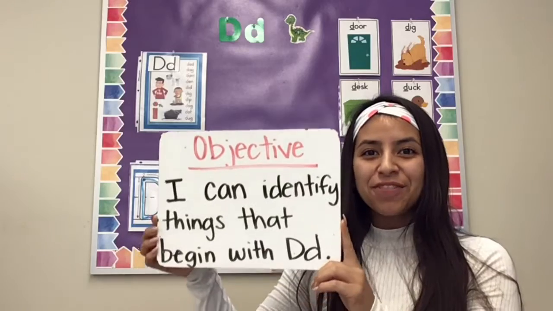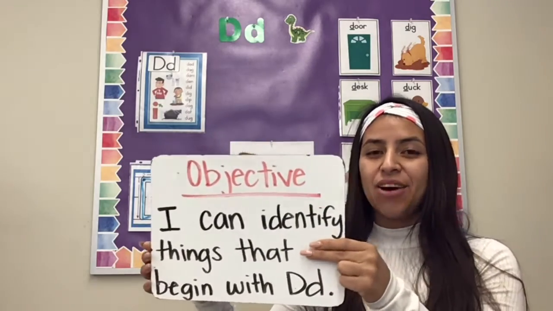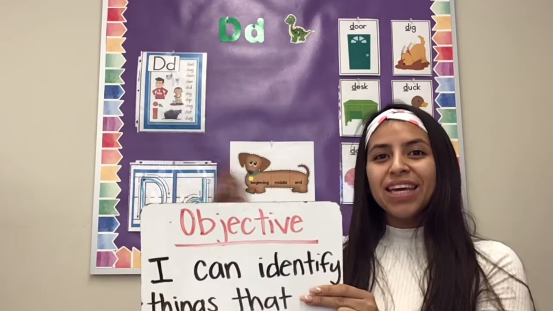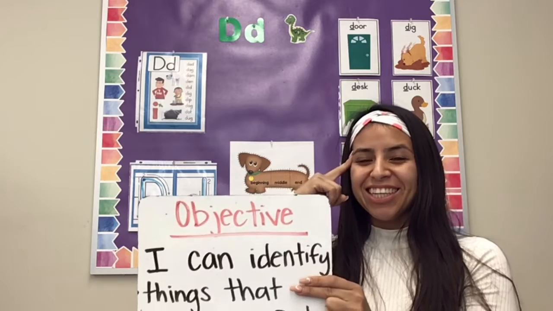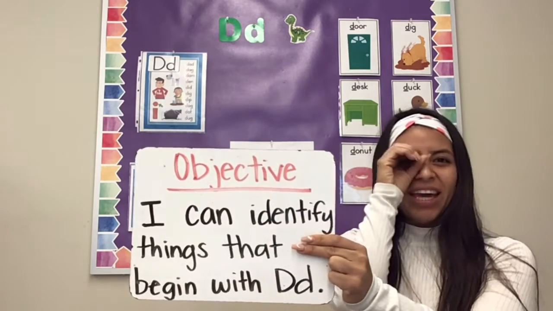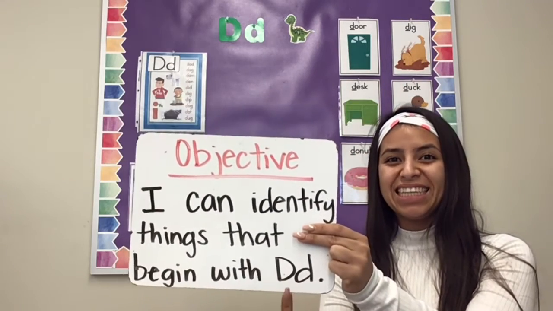Hello TK, for phonics today, we are going to go over the letter D sound. So our objective for today, remember our objective is what we are going to learn. So our objective is I can identify things that begin with D.